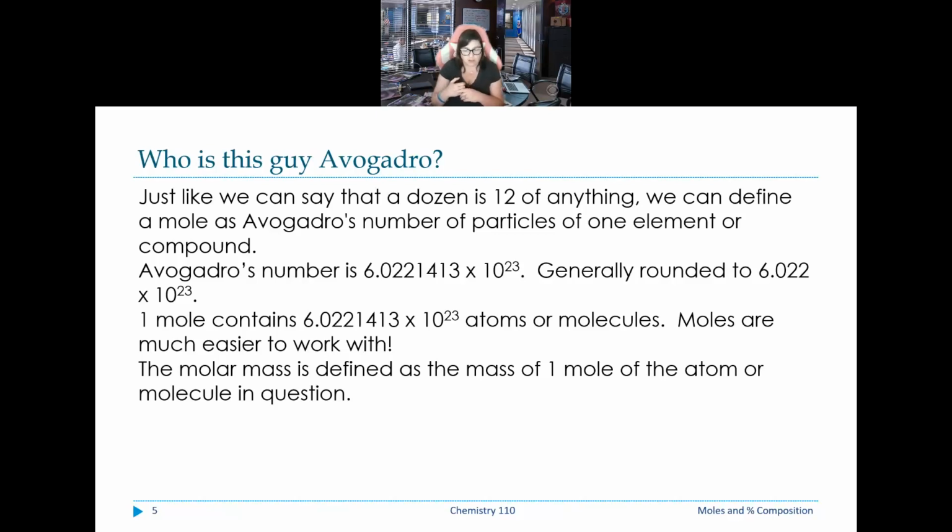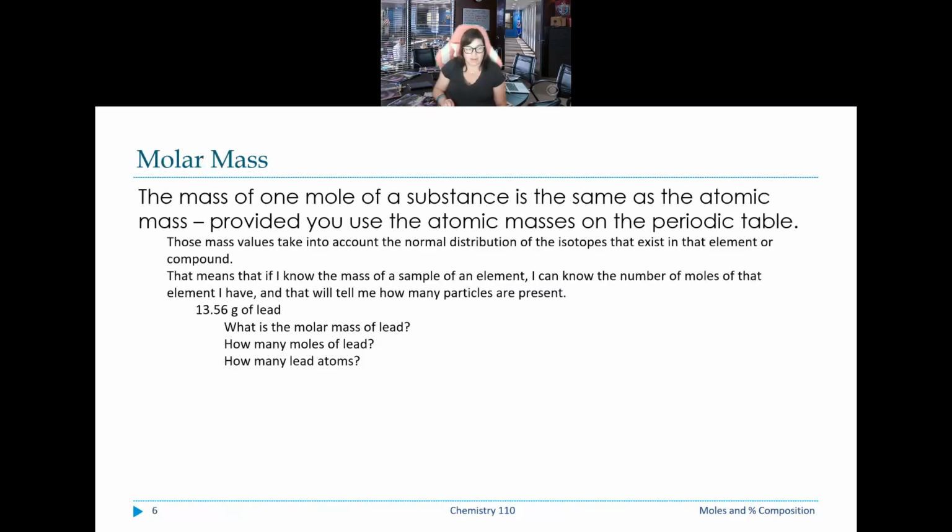All right? Moles are much easier to work with. We can talk about a lot more things in terms of moles. The molar mass is defined as the mass of 1 mole of either an atom or a molecule. So if I have 1 mole of those things, then I have the mass of that mole as the molecular mass. Okay? So that's Avogadro. Let's talk about molar mass again. The mass of 1 mole of a substance is the same as the atomic mass, provided you use the atomic masses on the periodic table.